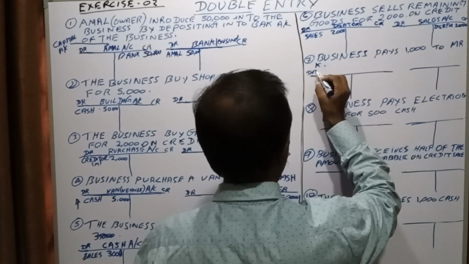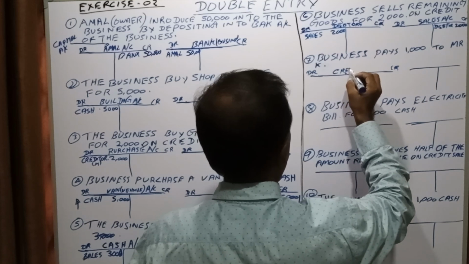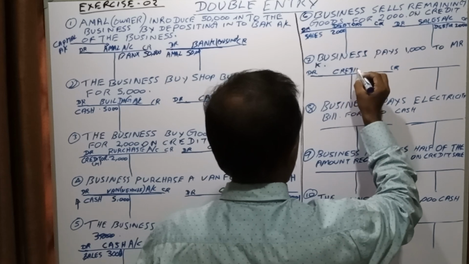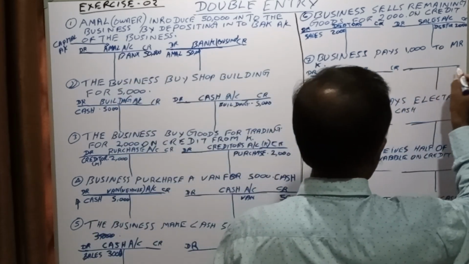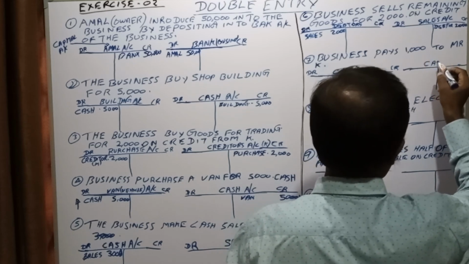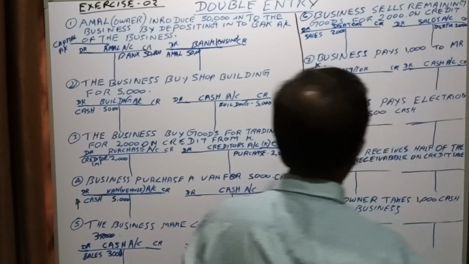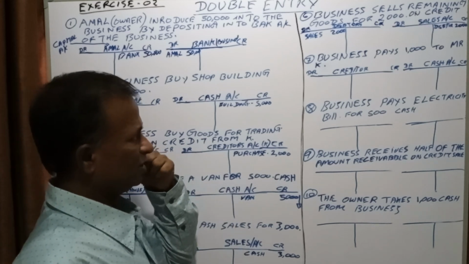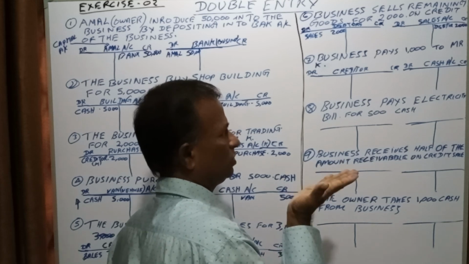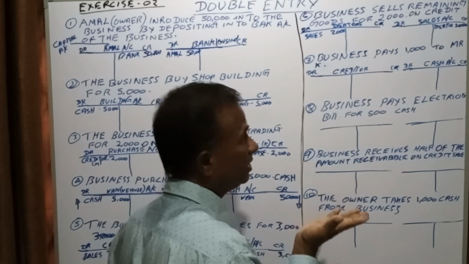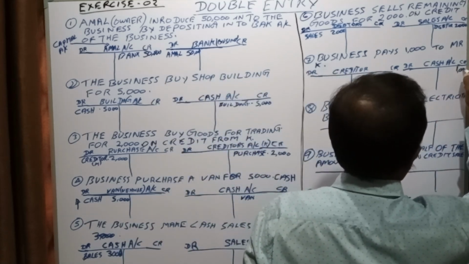This is Dr and this is Cr, and we say creditor. Another account affected is the cash account. Business pays 1000 to Mr. K, he's the creditor. Cash is going out, meaning the asset is decreasing. If the asset is decreasing, it has to be credited. So we are crediting 1000 to the cash account.